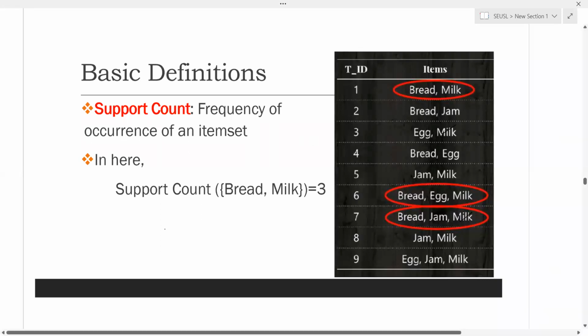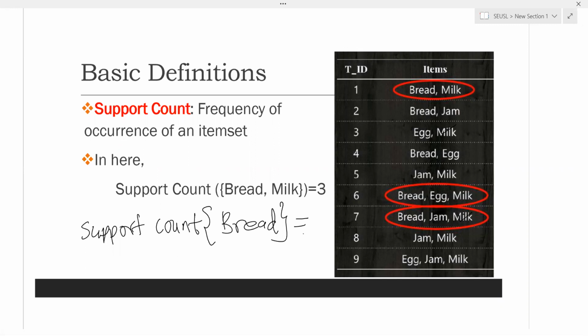Okay, now I am asking the support count for a different one. Someone tell me, I need to find out the support count of bread. Just count and tell me how many. Support count of bread. How many? Look at each and every transaction. How many? 5. Yeah, 5. Very good.